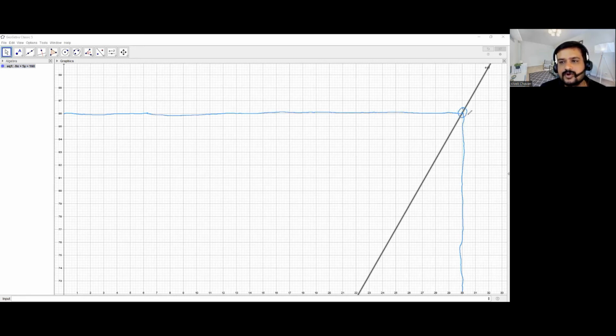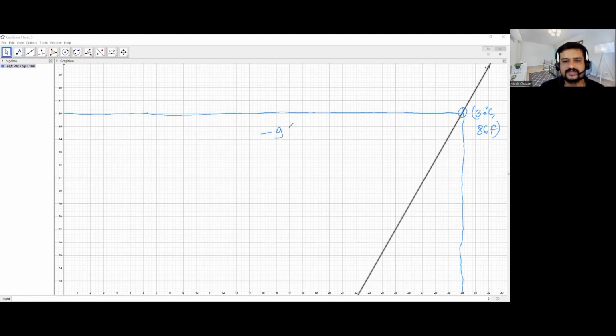So this is the point. In degree Celsius, if it is 30 degrees Celsius, then in Fahrenheit it is 86 Fahrenheit. From the graph also we can get the answer. If you are not able to get it from the graph, what will you do?